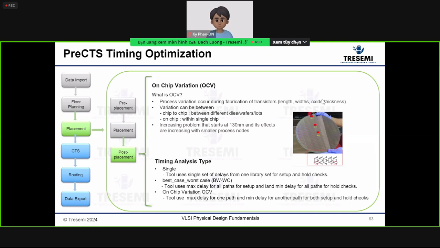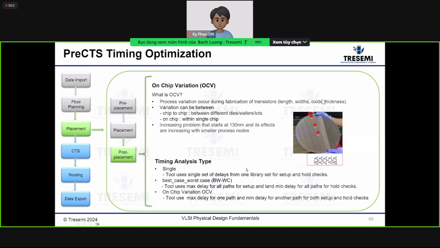So let's say in best and worst case, the tool always uses max delay for all setup paths and min delay for all hold paths. But in OCV, the tool knows to use max delay for one path and min delay for the other path, for both setup and hold, not just one. So it's a little more granularity. It's more accurate that way.